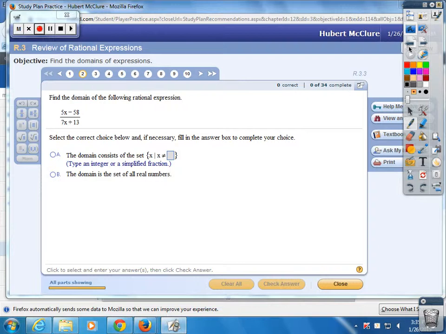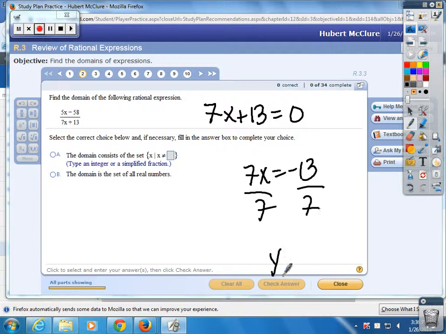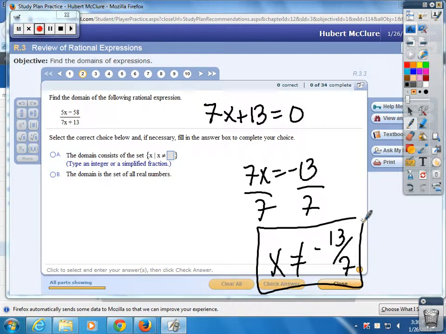Which one is this one? Rational. Good. So set the denominator equal to what? 7x plus 13 is equal to 0. So we're going to find out what number will give us the 0 in the denominator. And we can use any number in the world except for that number, because what will that number do? Blow up the function. So subtract 13, divide by 7. So x cannot equal negative 13 sevenths. So what's the domain of this function? All numbers except for what? That's it. You put that in there however you want.